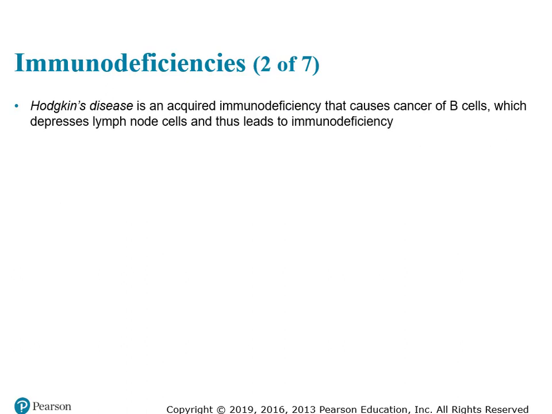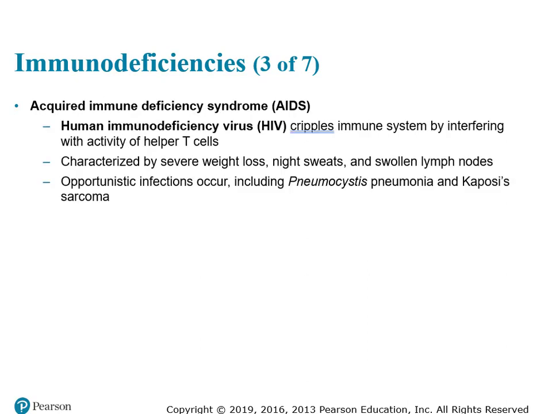Hodgkin's is actually a genetic mutation that happens in B cells, causing that disease. Acquired is HIV, where you have the virus that cripples your helper T cell. CD4 cells, remember, are attacked by HIV. So when you're giving medication to an HIV patient, you're making sure that the levels of CD4s are high. If the levels of CD4 go low, the HIV virus goes high. That's what it means. If the levels of HIV virus go high, CD4s go even lower and lower.